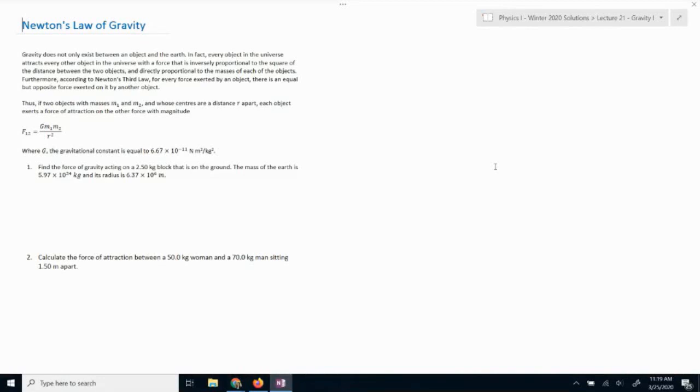Okay, so every object in the universe attracts every other object in the universe with a force that's inversely proportional to the square of the distance between the objects, which means if the objects are closer to each other, the force gets much bigger. If the objects are farther from each other, the force gets much smaller. And the force is also directly proportional to the masses of each object, which means the bigger the masses are, the bigger the forces are going to be.